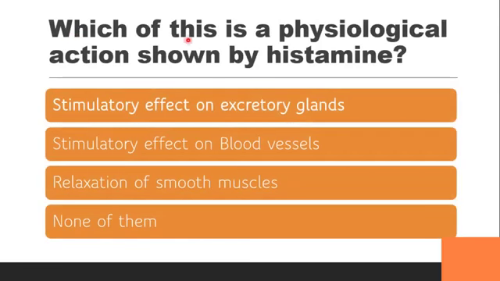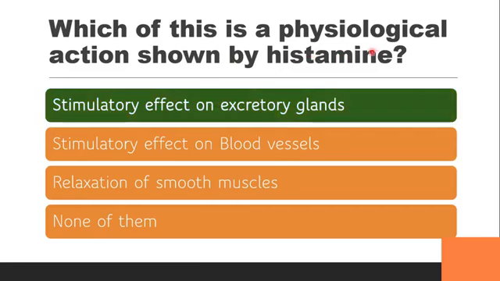Next question is, which of these is a physiological action shown by histamine? Whether it shows stimulatory effect on excretory gland, stimulatory effect on blood vessel, relaxation of smooth muscle, or none of them. So according to the physiological actions we have studied of histamine, stimulatory effect on excretory gland is the correct answer. It is responsible for increasing secretions through various glands such as lacrimal secretions through lacrimal glands, bronchial secretions, nasal secretions, etc.